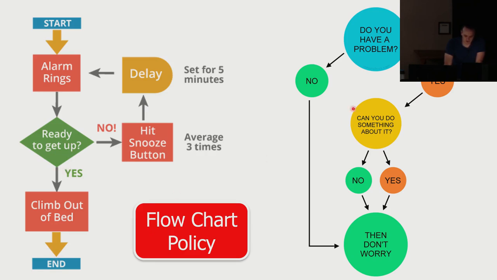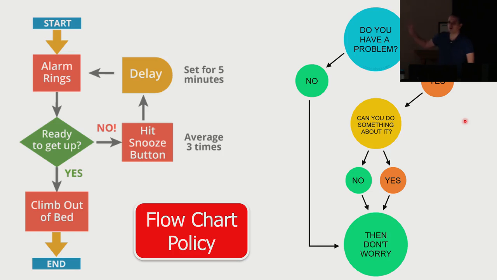Here's another one. You can apply this to all your life's problems, right? Do you have a problem? Yes. Can you do something about it? No. Then don't worry. If you can't do anything, then why would you worry? And if you can do something, then do it and don't worry, right? And if you don't have a problem, then don't worry. We could solve all the world's problems with that one flowchart. Right? Don't worry, be happy.